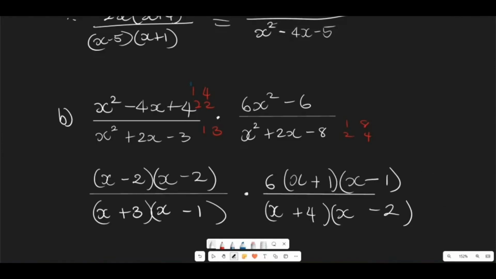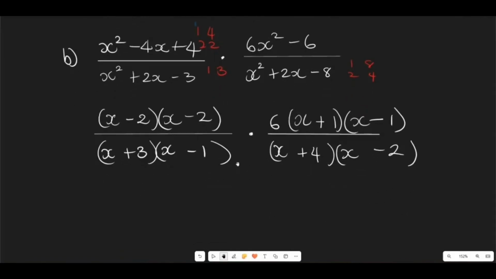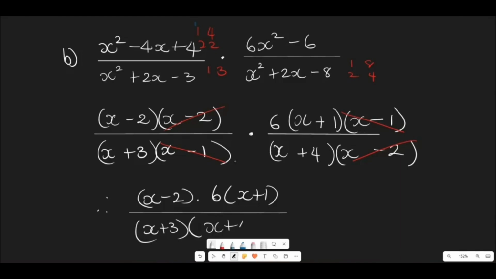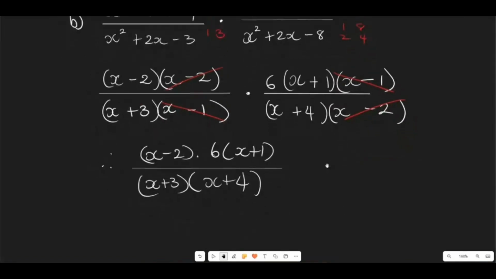And now let's find things to cancel out. I can cancel out the x minus 1 with the x minus 1. I can cancel out the x minus 2 with the x minus 2 over there. And that's all I can cancel out, right? Therefore, x minus 2 is remaining, multiplied by that 6, x plus 1, divided by x plus 3, multiplied by x plus 4.